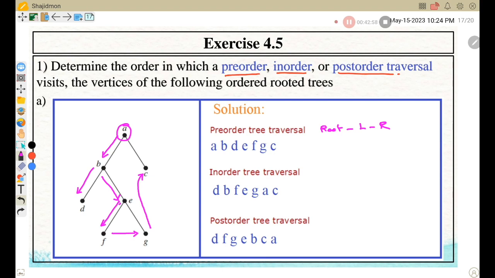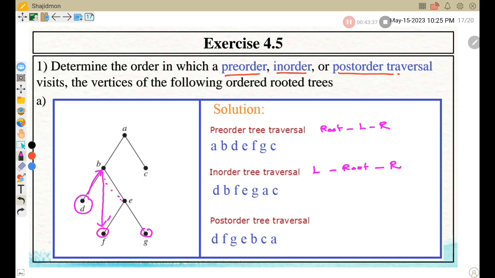Okay, now in-order traversal. Same question. In-order traversal means we start with left, then root, then right subtree, correct? Start from the left subtree, left side, that is D here. Then we need to visit the root here, that is B. After that we need to visit the right. We cannot visit this one yet because it has a left and a right, correct? So first we need to visit here the left.